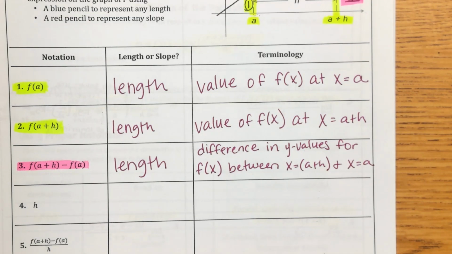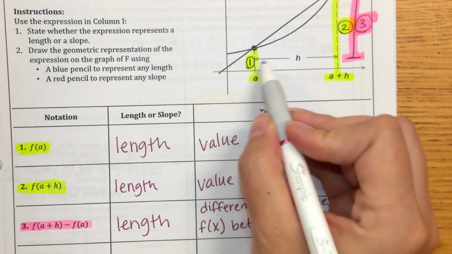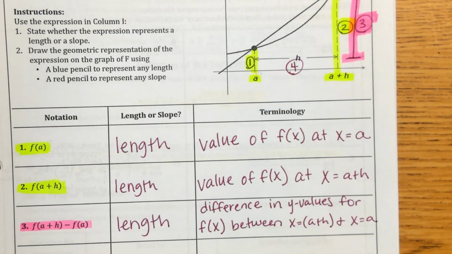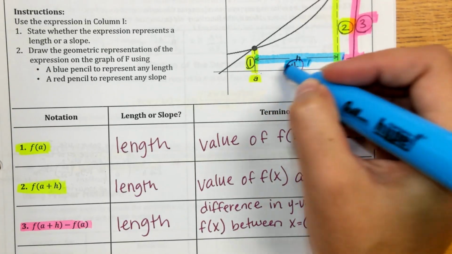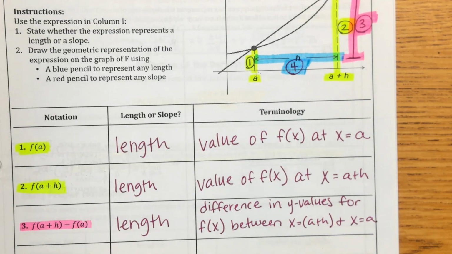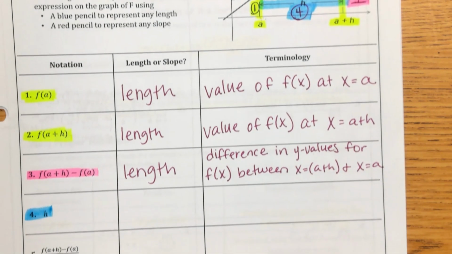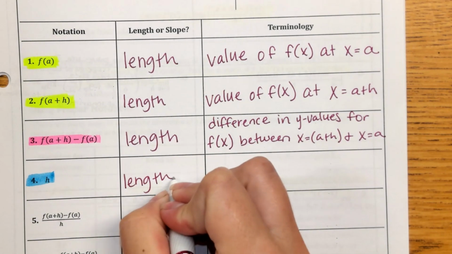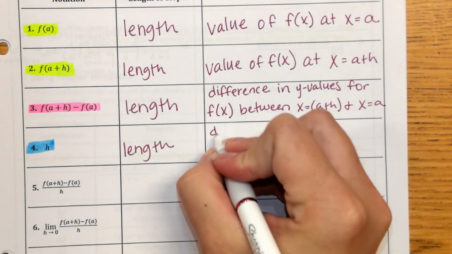Okay, next we're going to label our h. Again, I'm going to draw this out here, but you could just highlight what's here and mark this as 4, though. And that is our h. Again, this is a length. And our h, to define it, this is our displacement.